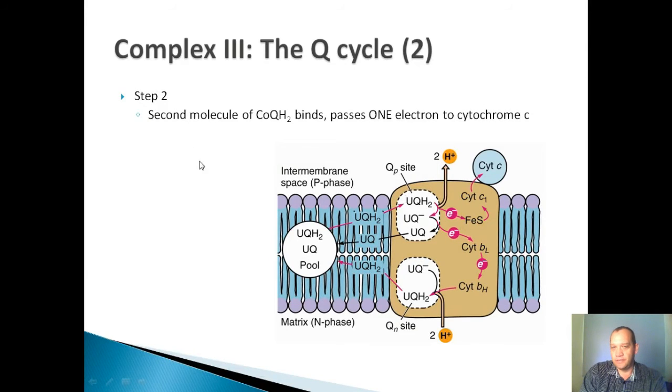Now in the second part of the Q cycle, a second reduced coenzyme Q will bind to the QP site, and it'll again pass one electron through to cytochrome C; in other words, a new oxidized cytochrome C has in the meantime bound there, and that'll take that electron onto complex 4. Again, the two protons are donated into the P phase, into the intermembrane space, and the other electron is passed, but now there is a semiquinone from the first step in the QN site, and when this second electron is received, it also takes up two more protons from the matrix side of the membrane, and it can now form a fully reduced coenzyme Q again in this QN site. From there, it'll be released back into the membrane.